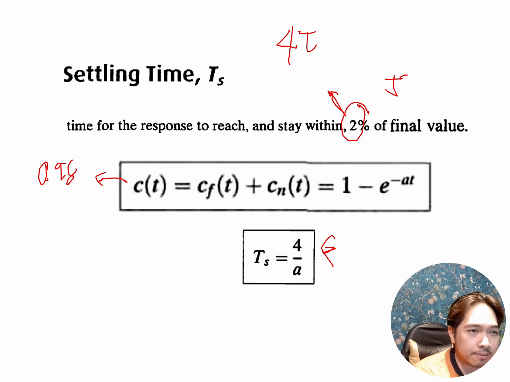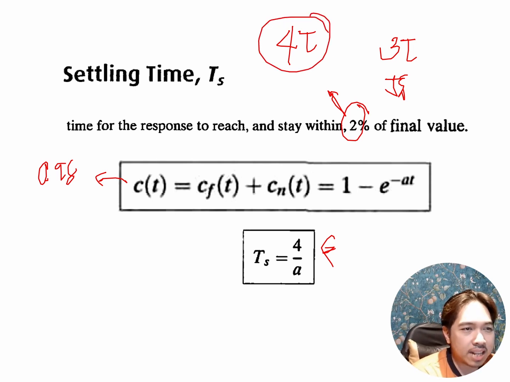And if that is 5% of the final value, that is 3 times tau, or 3 times the time constant. So we have two relationships here. If that is 2%, that is 4 tau. And if that is 5%, that is 3 tau.